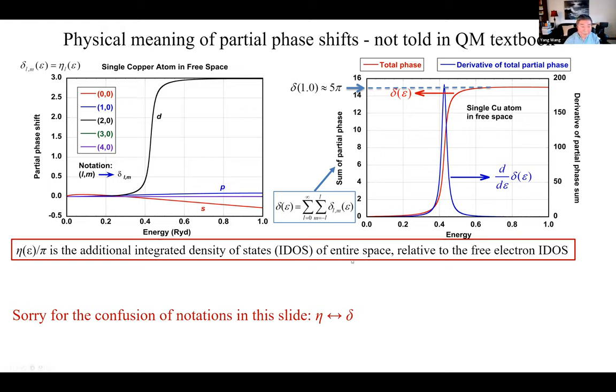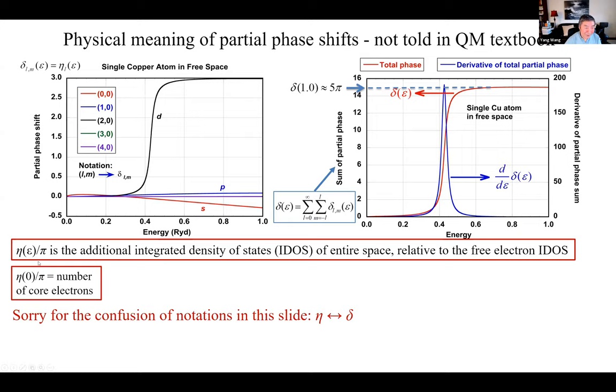So that gives it a physical meaning. The physical meaning of the partial phase shift is the integrated density of states of that particular channel L, relative to the free electron density of states. That's just simple physics of the phase shift, which, for some reason, textbooks are not talking about.